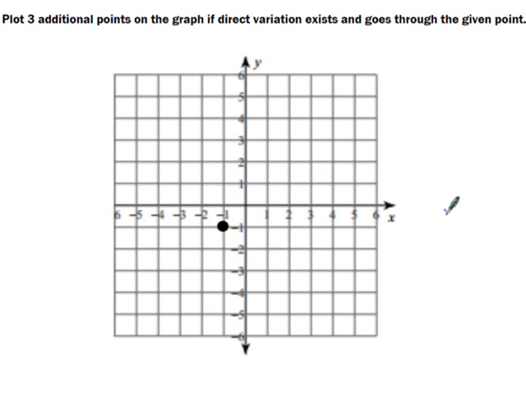Okay, next question asks you to plot 3 additional points on the graph if direct variation exists and goes through this point right here. Well, remember that for direct variation, it has to do 2 things. It has to go through 0, 0, and it has to be a straight line. All right, so if I'm going to make a straight line, well, I know it has to go through 0, 0, so there's my next. And then I have to make some more points so that this is a straight line. To get from this point to 0, 0, I went up 1, right 1, so I'm going to continue that pattern. Up 1, right 1, put a point. Up 1, right 1, put a point. There's my 3 extra points, so if I connected all those, I would have a straight line that goes through 0, 0, so that's direct variation.